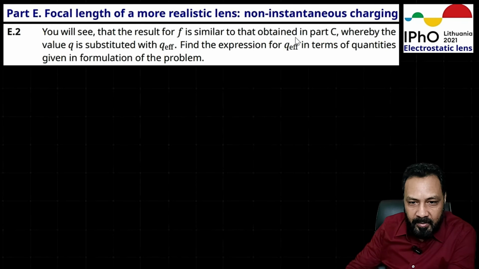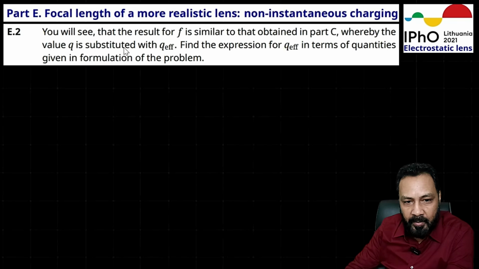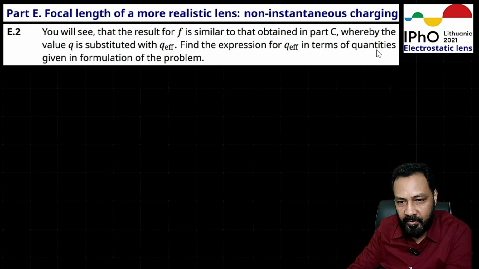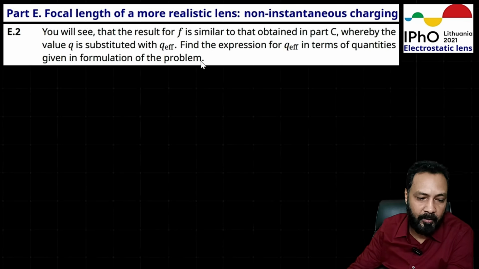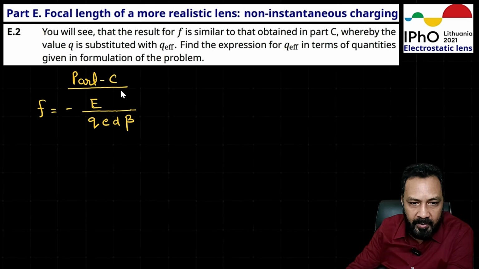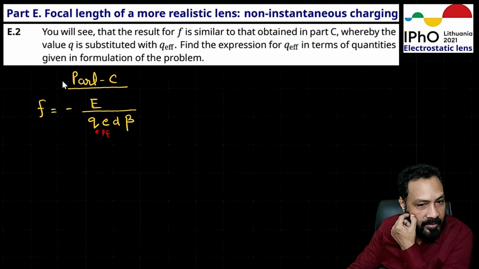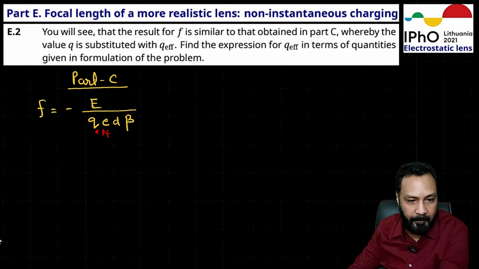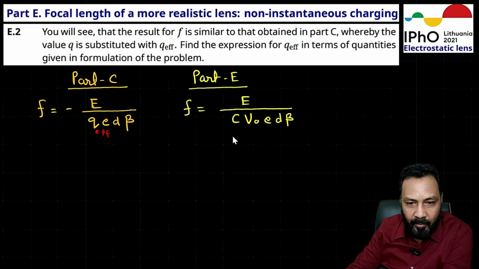The result is similar. You see that the result F is similar to that of part C, whereby the Q is substituted by Q effective. Find the expression of the Q effective in terms of the quantities given in the formulation of the problem. So in part C, we had obtained this F. This is positive, actually this Q is negative. And we have to replace that Q by Q effective so that we can compare this focal length in the part C to the focal length in the part E. In part E, we have obtained this thing.